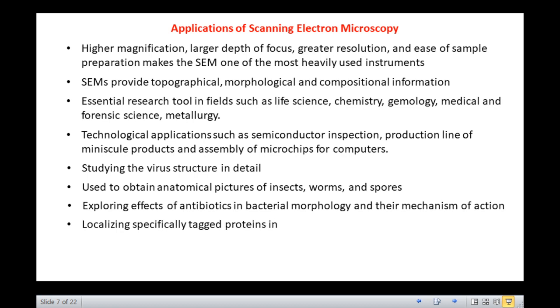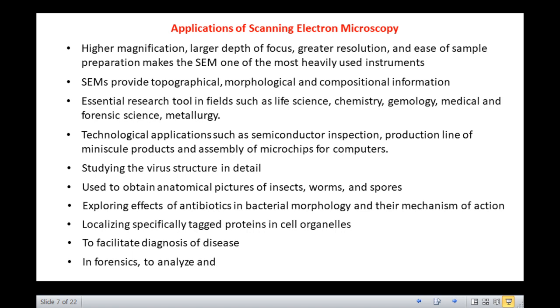Localizing specifically tagged proteins in cell organelles like mitochondria has been made possible via SEM. In medicine, SEM has been used to explore tissue and cells and can facilitate diagnosis of disease. In forensic science, SEM is utilized to analyze and trace evidence such as gunshot residue, hairs, fibers, glass paint fragments, and fingerprints.